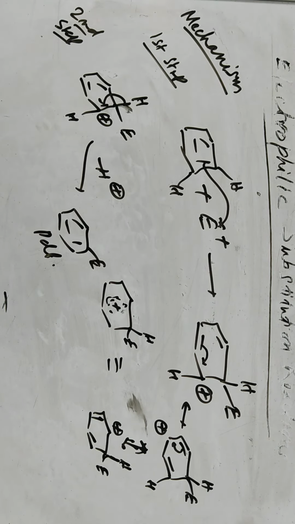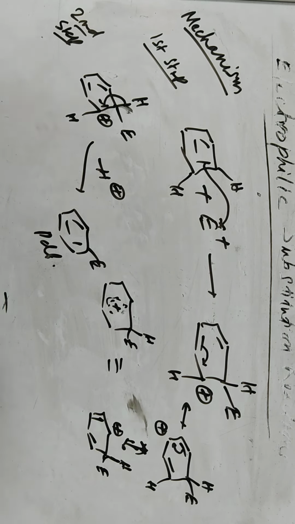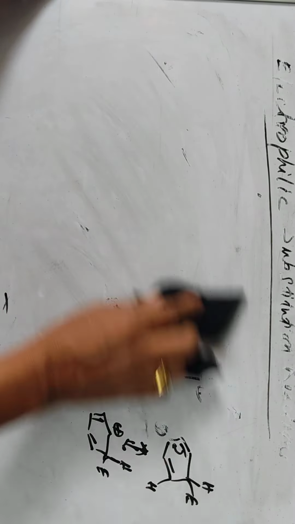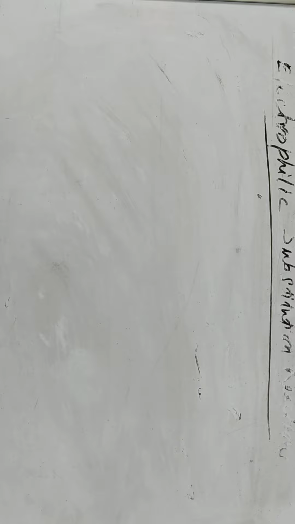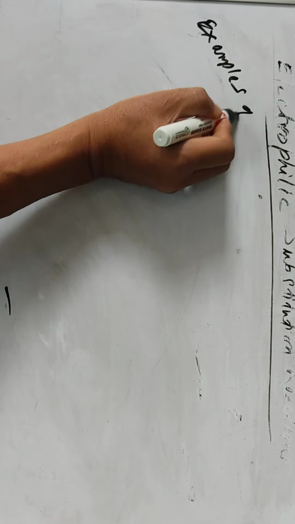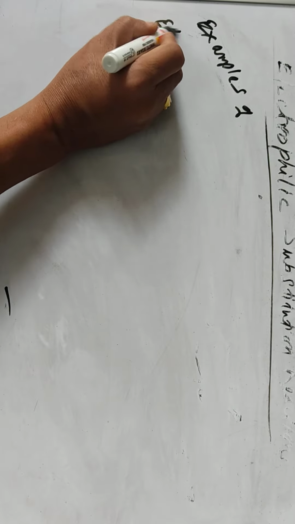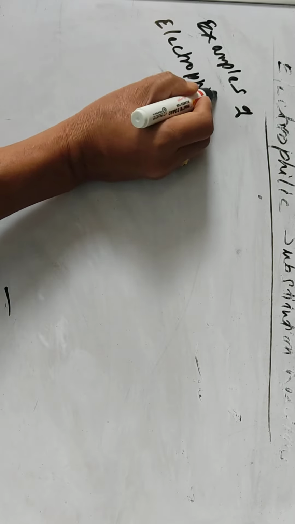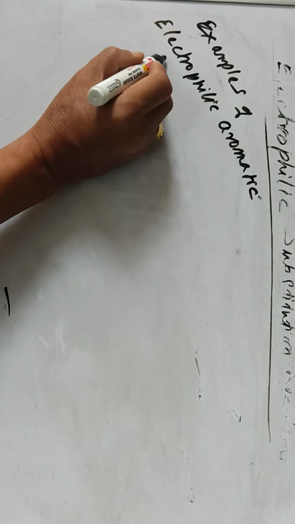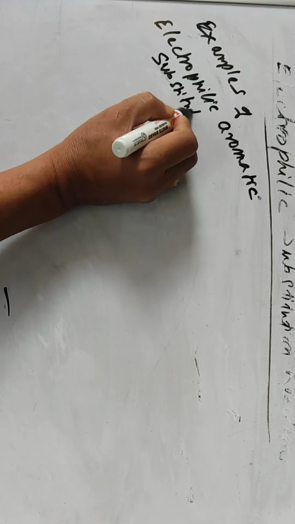There are many types of reactions, and we can discuss many examples of electrophilic aromatic substitution reactions. We can have halogenation, nitration, Friedel-Crafts alkylation, and so on. Many examples we can discuss generally.